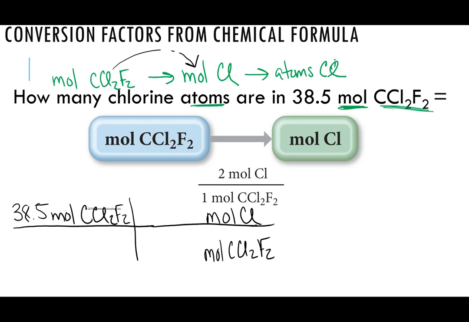The number 1 is always going to go with the compound. So another way of thinking about this is for every 1 mole of this compound, how many moles of chlorine? Yeah, 2. 2 moles of chlorine.